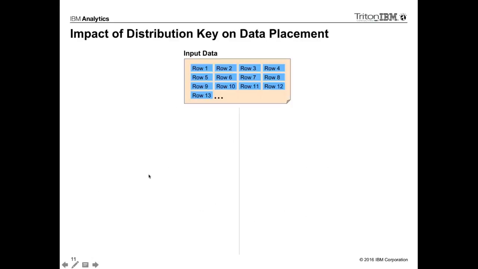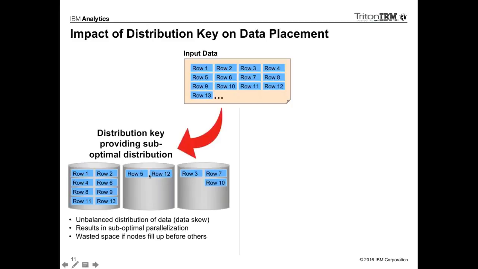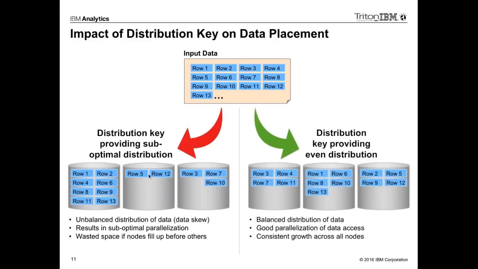Okay, so here's just an example of what happens. If you don't have a very good distribution strategy, you may find that some nodes are heavier weighted than others, whereas if you have a good distribution, you'll see a more evenly distributed set of rows, and you get a better balanced distribution. So that's all we're looking for when you create a table in a DPF environment.